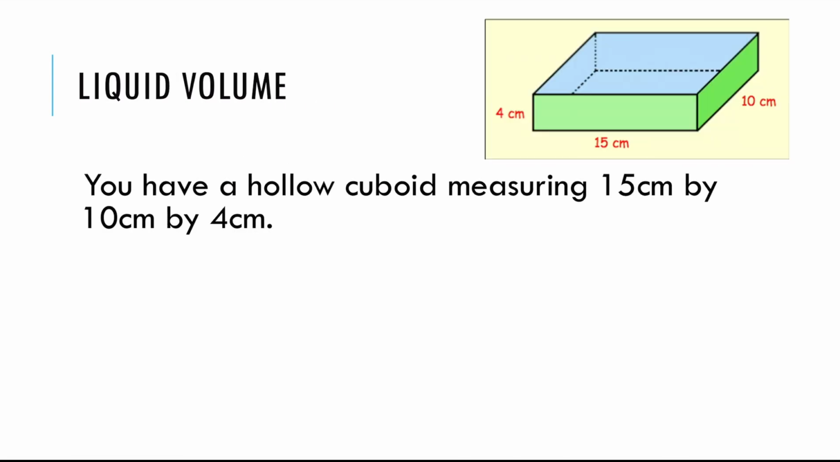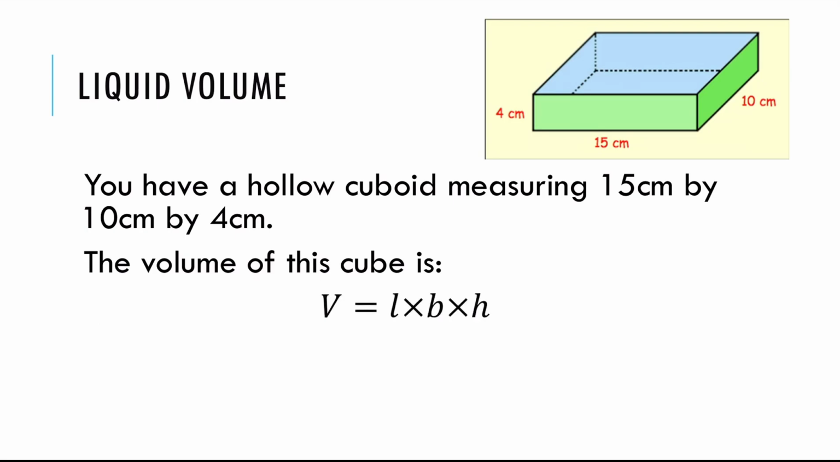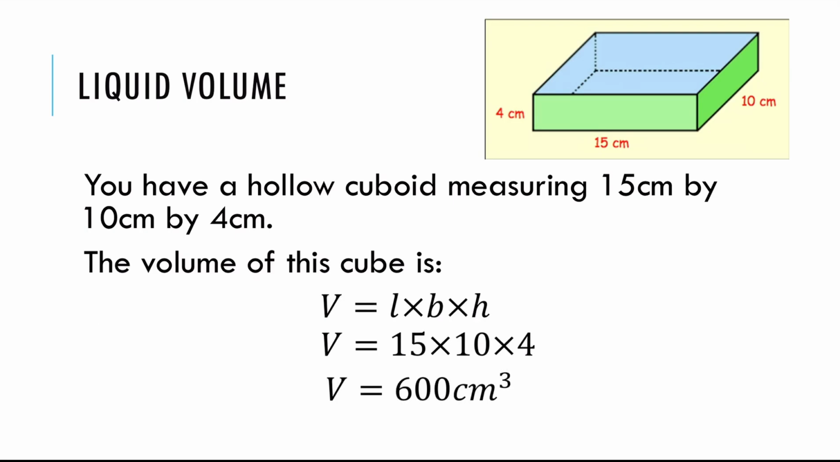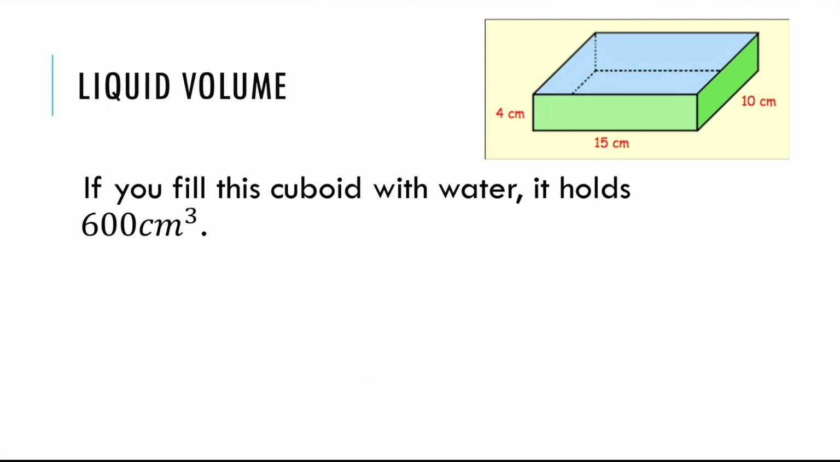Okay, so liquid volume. If we have this hollow cuboid measuring 15 centimetres by 10 centimetres by 4 centimetres, we can figure out the volume of this cuboid, okay? Using our volume formula, that is 600 centimetres cubed. If we fill this cuboid with water, that means it holds 600 centimetres cubed of water.